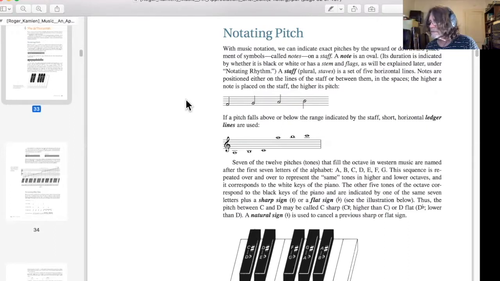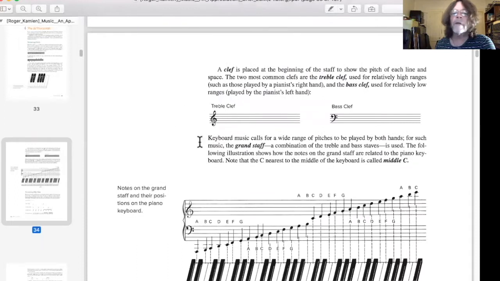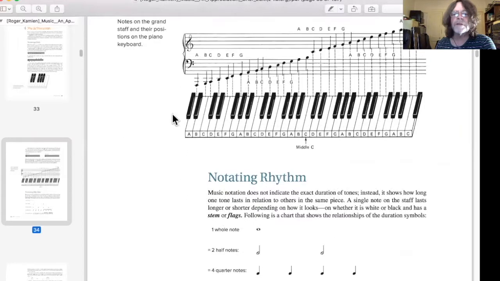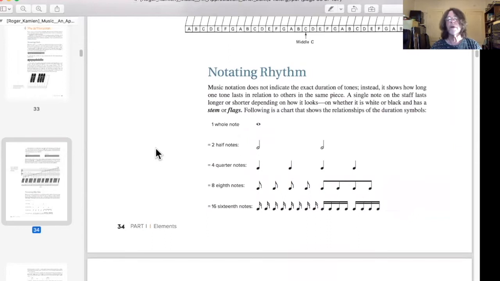Music notation. Okay, there are several things in notating music that we can talk about. Here's a clef. This is called a treble clef. This is called a bass clef. Here are notes that revolve around the piano. I'm not that interested in you learning about all of this, just to understand, because you might sometimes run into things. Then you have something called notating rhythm.